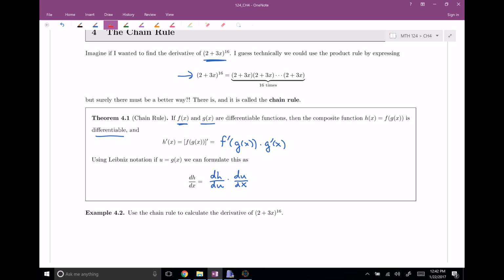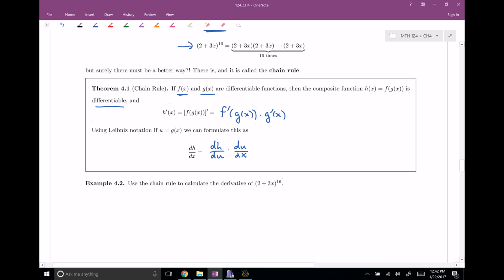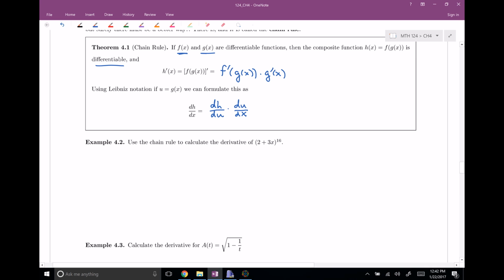All right. So let's see how we can actually use this, right? This is kind of confusing. Let's use it for a real-world problem. Use the chain rule to calculate this derivative here. So this is a composition of functions. One function, 2 plus 3x, is being put inside of another function. That is, stuff's being raised to the 16th power. And so let me start off. I'm going to try using this Leibniz notation at first, because I think it makes a lot more sense.